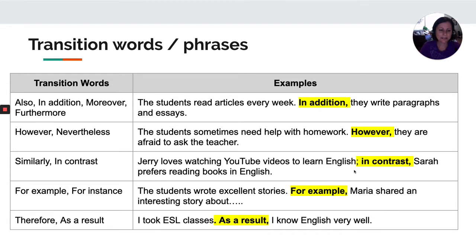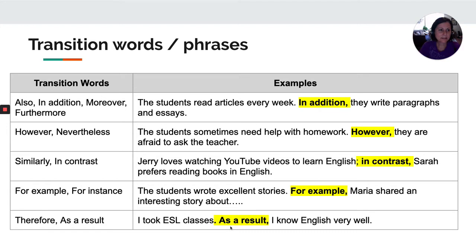You can also use a semicolon instead of a period before transition words. For instance, or for example, the students wrote excellent stories. For example, Maria shared an interesting story about... So here I'm using for example. I'm giving one example of an excellent story. Therefore, as a result, I took ESL classes, period. As a result, comma, I know English very well. So, this is the result, as a result.